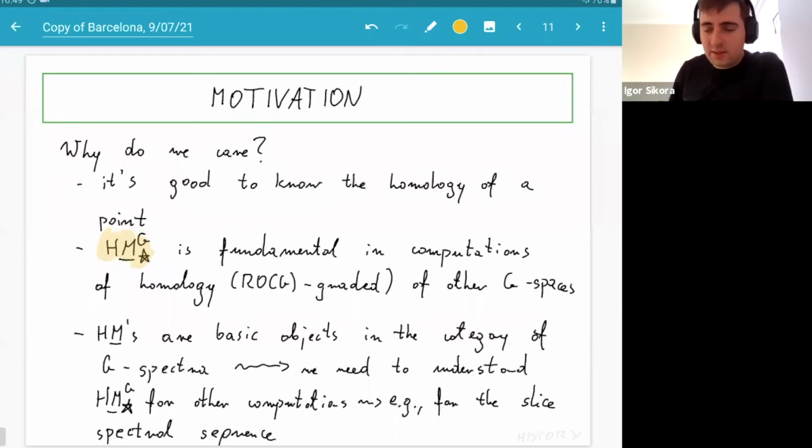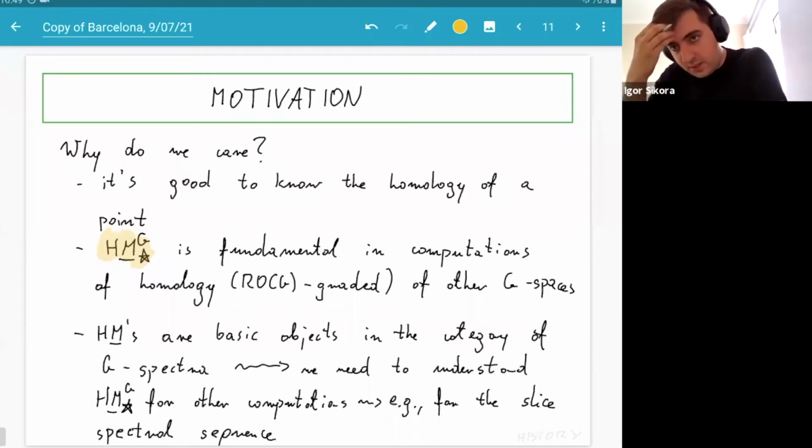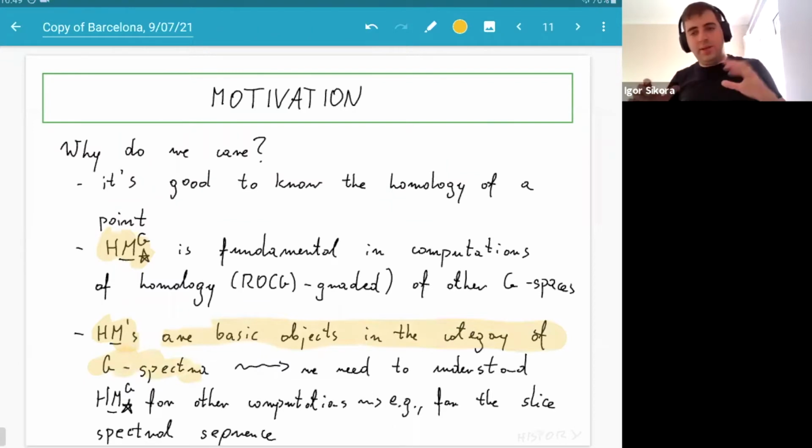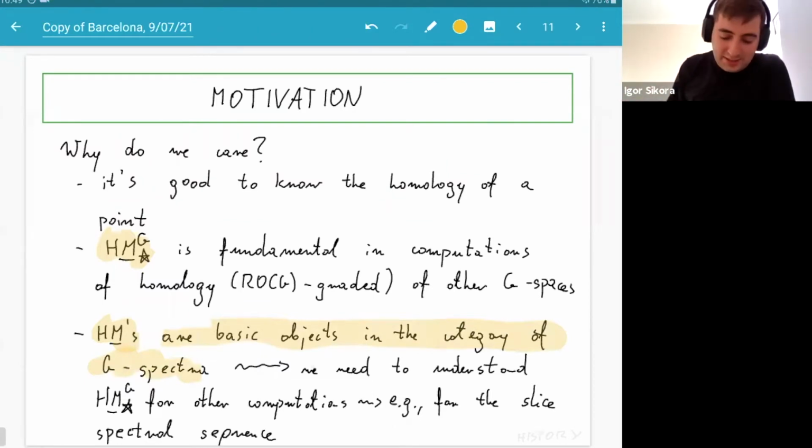So for example, yesterday we saw the RO(C2)-graded homology of a point with coefficients in the F2 constant Mackey functor. We saw it yesterday in Prasid's talk a couple of times. Also, the Eilenberg-MacLane spectra are basic objects in the category of G-spectra, so we better know and understand their homotopy for other computations.